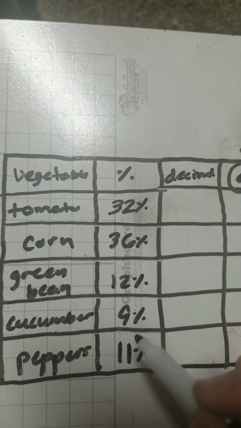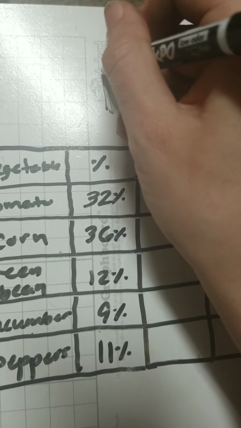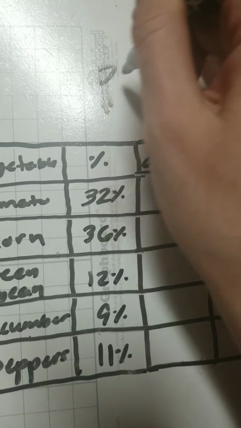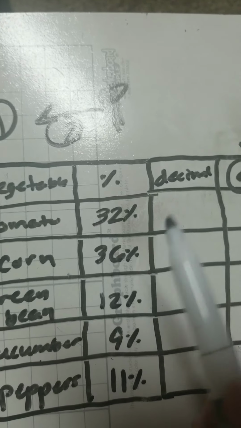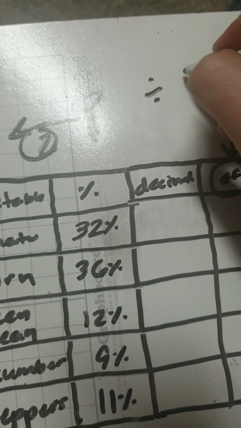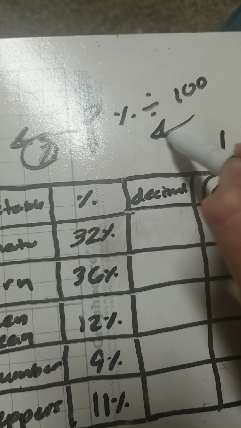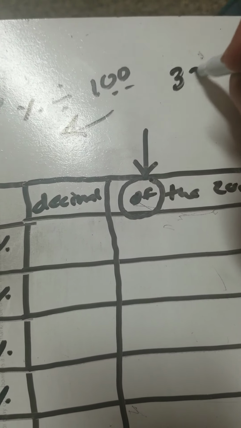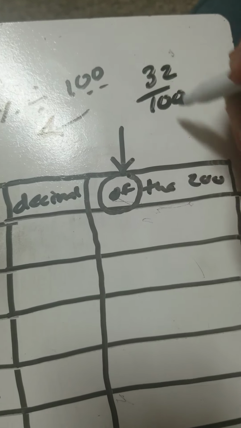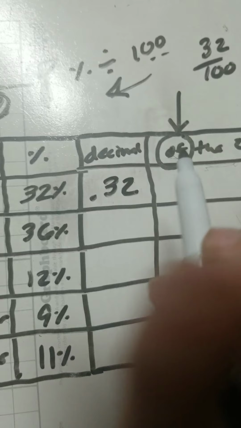I'm going to convert these percents into decimals. In order to go from a percent to a decimal, all you're going to do is move the decimal 2 places to the left, or you're just going to divide by 100. You take the percent and divide it by 100, and you're moving 2 places because of both of those zeros. So if I do 32 divided by 100, or 32 hundredths, this already tells me what my decimal is. It's 32 hundredths, so I'm going to put 0.32.